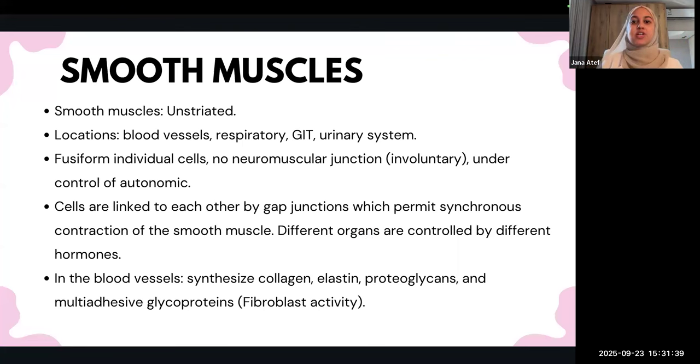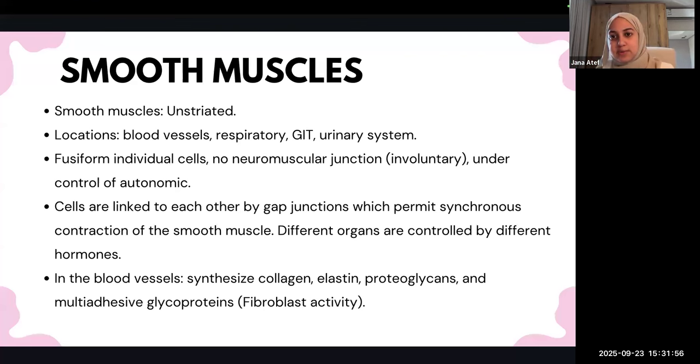So smooth muscle, it's unstriated. The second you see unstriated and the central nucleus, that's a smooth muscle. So identifying is easy, okay? Where is it? Blood vessels, respiratory, GIT, urinary system, and maybe the uterus too. And they're controlled by hormones. So an example of that is the uterine contractions, okay?